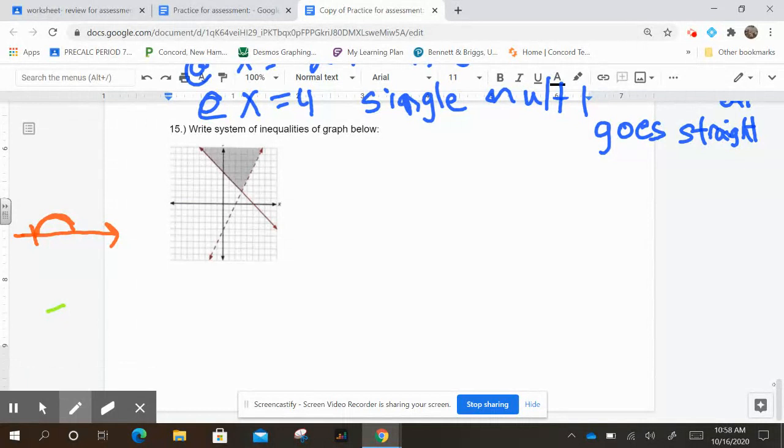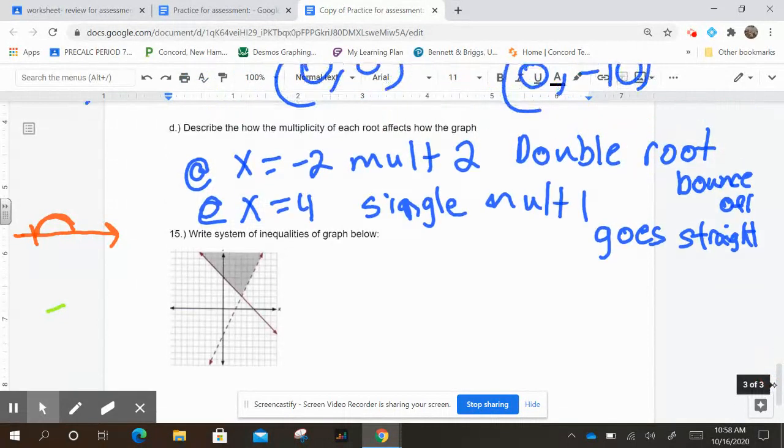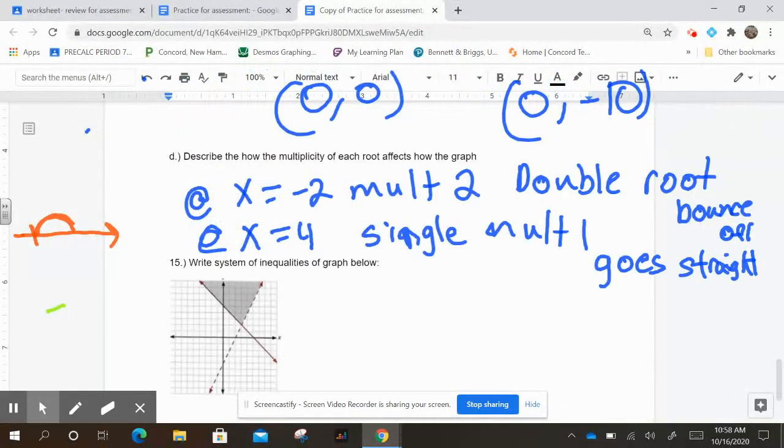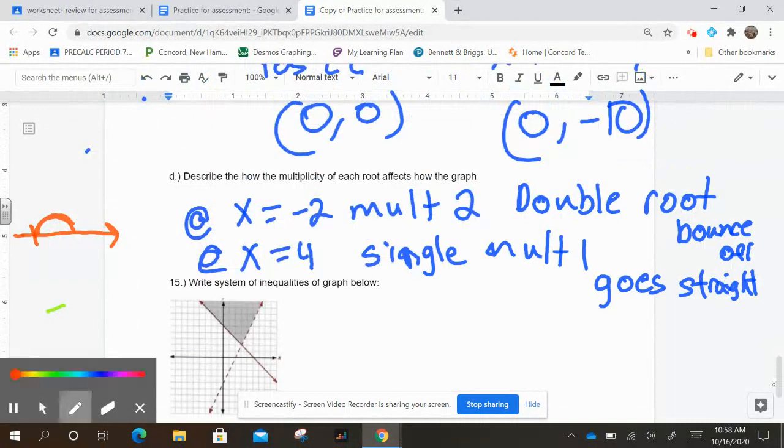What's writing? For some reason I can't write now. Pen's not writing. It's weird. For some reason my pen is. All right, so I got cut off.